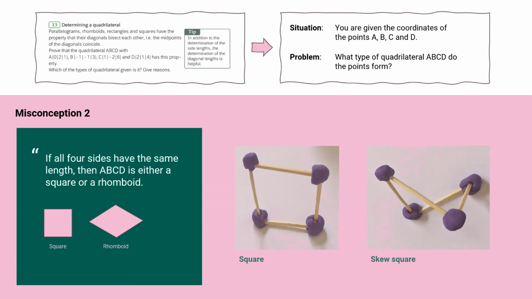So if you look, for instance, at these two images, on the left we have a square. Here, all 4 points lie on the same plane, and all 4 sides have the same length. But on the image on the right, we have a skew square. Again, all 4 sides have the same length, but we don't have a square because this is a skew square. So these are common misconceptions when it comes to this type of problem, and it's important to look out for those and be aware of those.